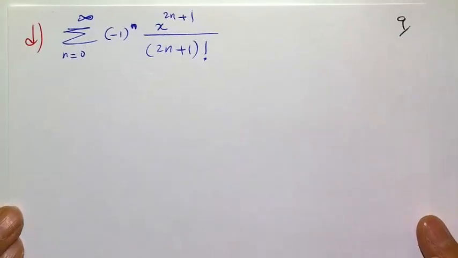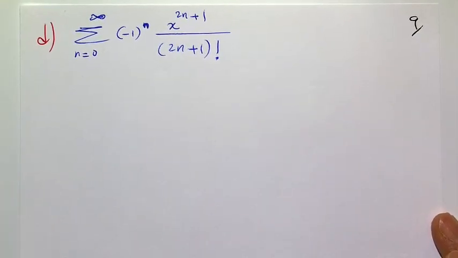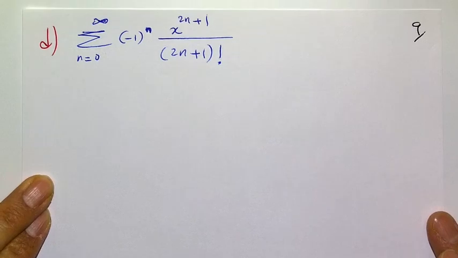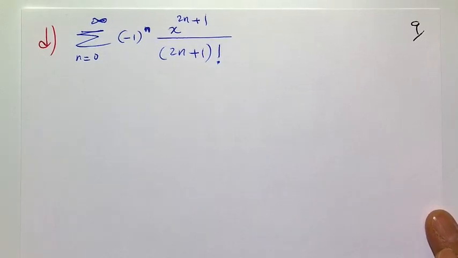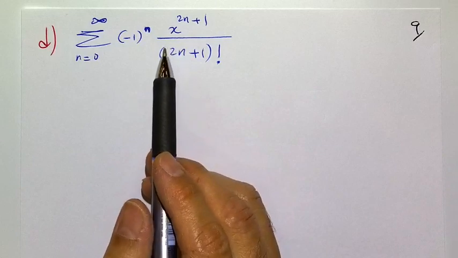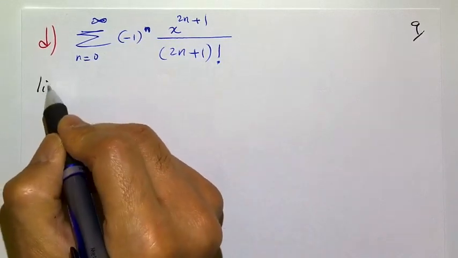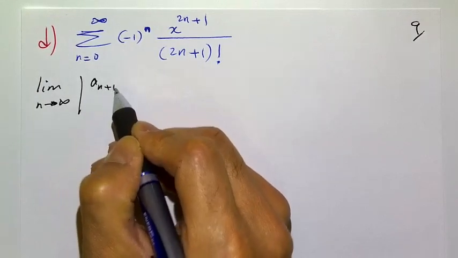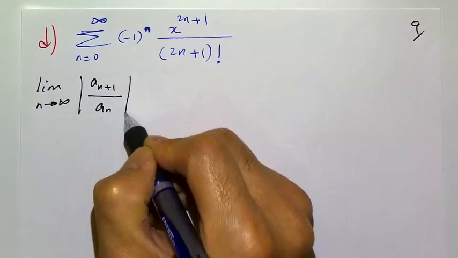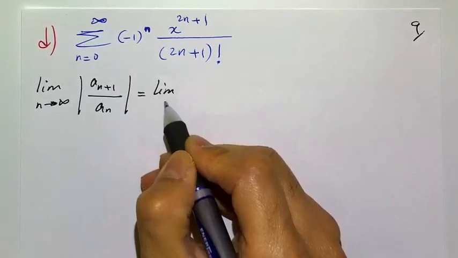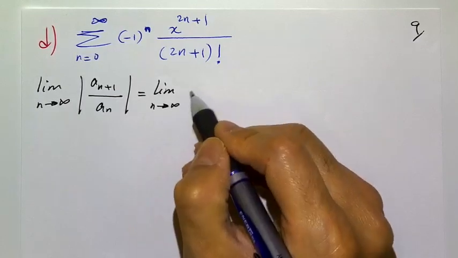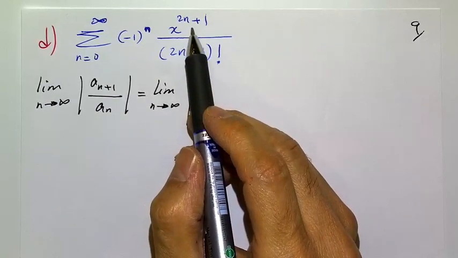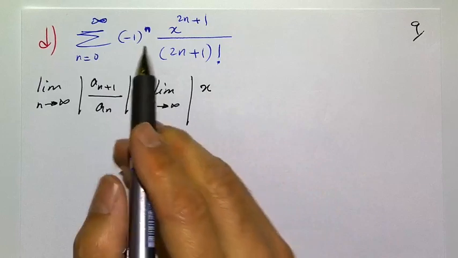Let's go over another example here. It would be a good idea if you pause the video and do some work on a piece of scratch paper at this point. Okay, so this one, let's apply the ratio test again. So the limit as n goes to infinity of a n plus 1 over a n equals the limit as n goes to infinity of, so we have x times, I'm going to simplify this, well, we have that.